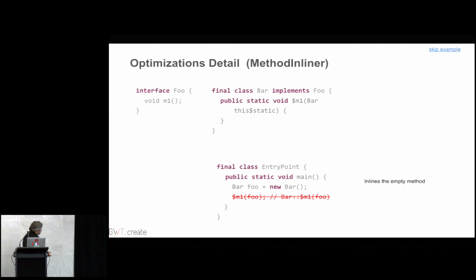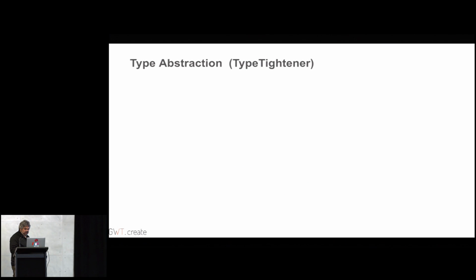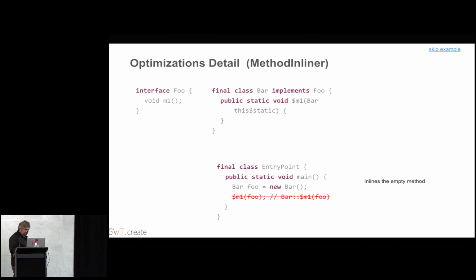And then we run the inliner. This runs in a loop, so I'm just running them in arbitrary order. Here we run the inliner. M1 foo had an empty body, so we inline it. That's one of the ones we know how to inline. It gets inlined, and next time we run the pruner, M1 will be gone because there are no calls anymore. And that's basically the way we trim the AST to get the smallest possible Java AST to translate to JavaScript.